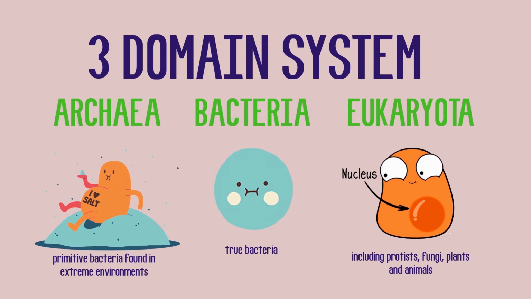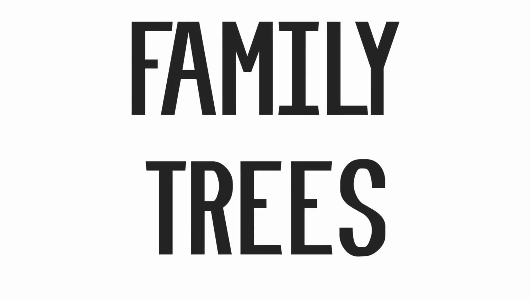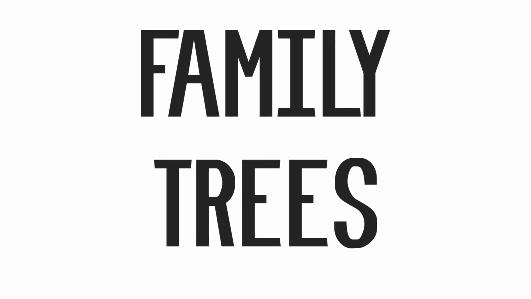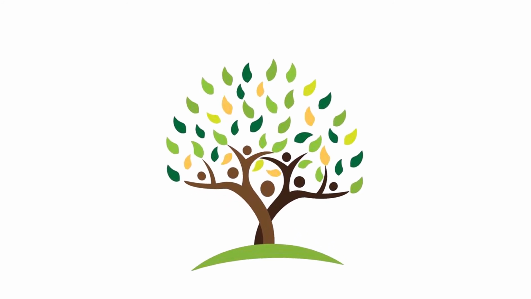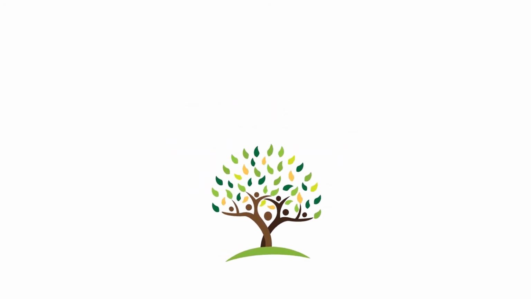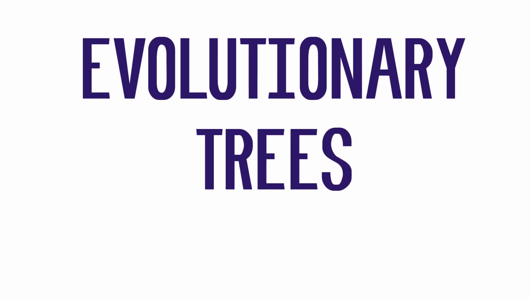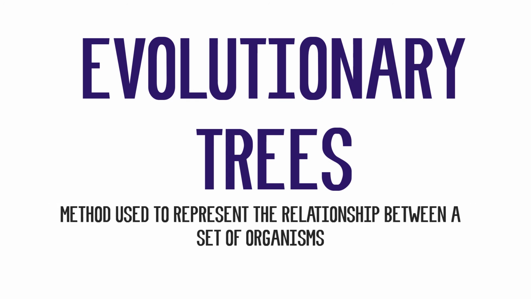I'm sure that a lot of us have heard of family trees. Thousands of people have been using ancestry sites to trace back their own family trees. And evolutionary trees are similar to this in that they're a method used by scientists to represent the relationship between a set of organisms. And how do evolutionary trees work? How are they created?